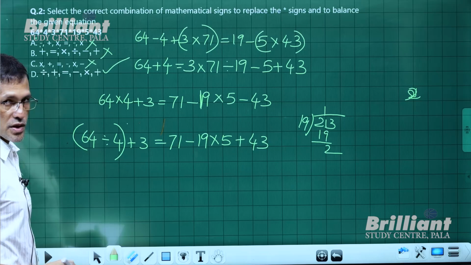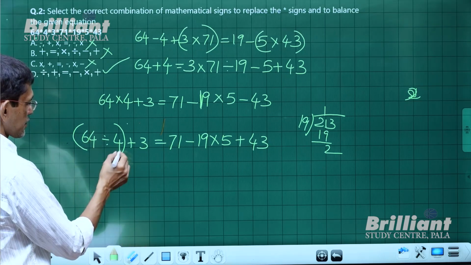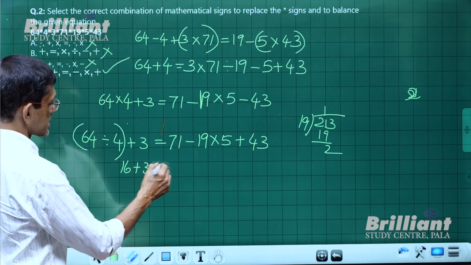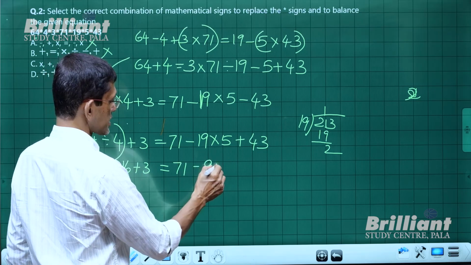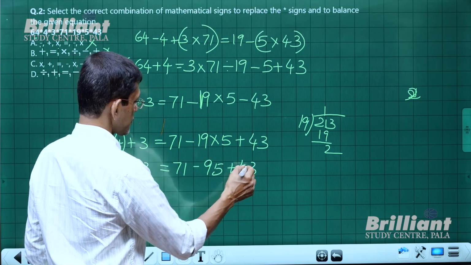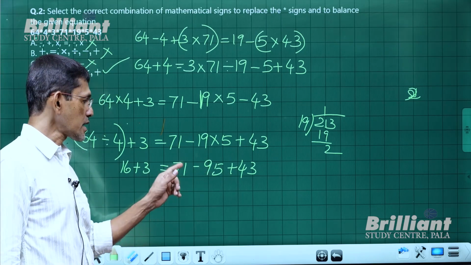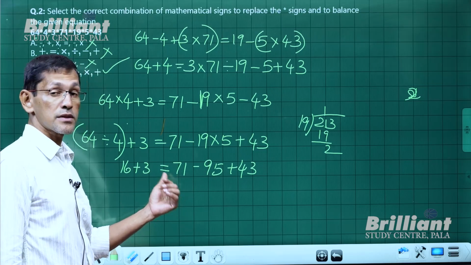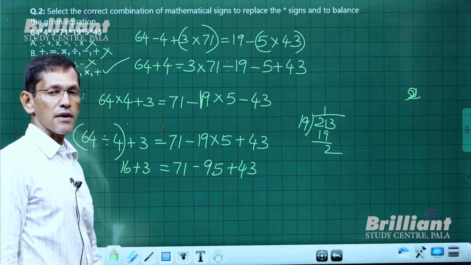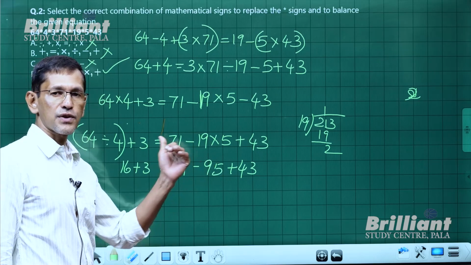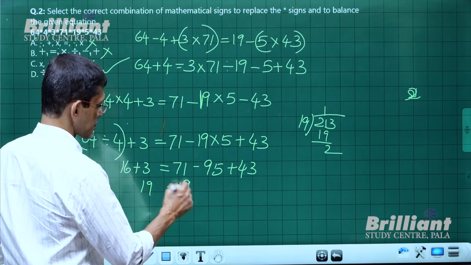64 divided by 4. According to BODMAS, division first. There is no bracket, so division first. So 64 by 4 is 16, 16 plus 3 is 19. So on the right hand side, 71 minus 19 into 5, it's 95, plus 43. So, 71 plus 43, how much is that? 114, right? 114 and minus 95. So 95 and 114, what's the difference? 19 is the difference. So left hand side 19, right hand side is 19 as well.